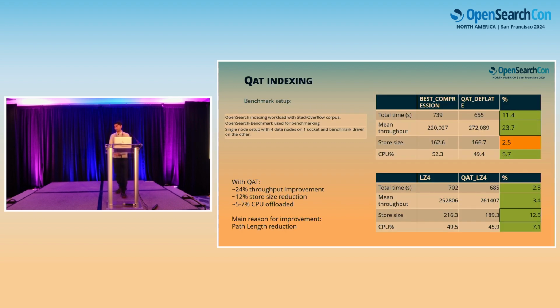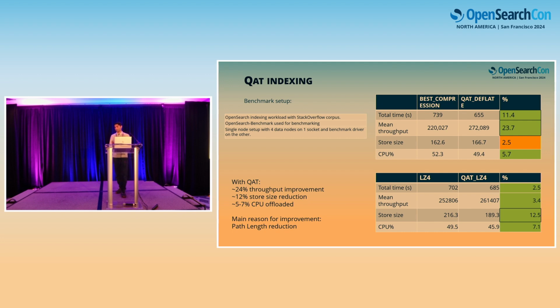And now on to results and what we did here. The benchmark setup was slightly different from how we did vector search. For this purpose, we went with the Stack Overflow corpus, which is available in OpenSearch Benchmark, and with that, we measured indexing and compression. We had a single node, meaning we took one of the Sapphire Rapids M7i machines that has 192 cores within it. In that machine, we provisioned 4 data nodes on a single socket, and the benchmark, which is the client, was on the other socket.